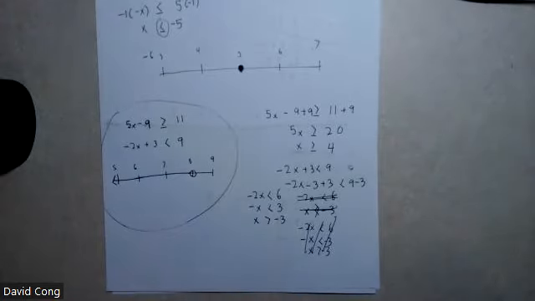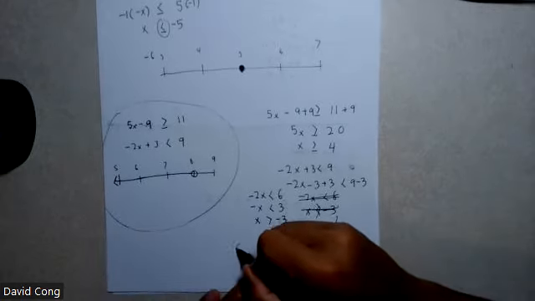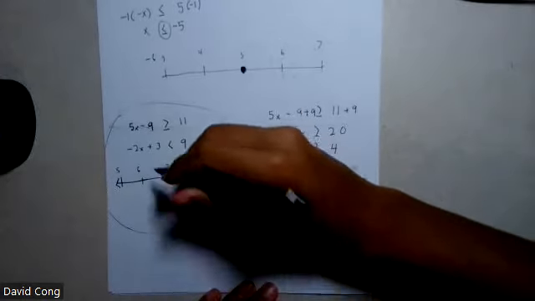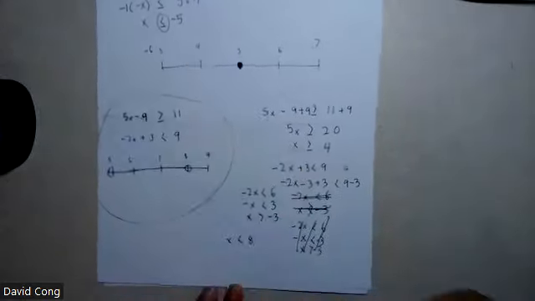There's no equal to. And then we see it's 8. So what we see is x is less than 8, because the point is 8 and it's going to the left. So that's our inequality.